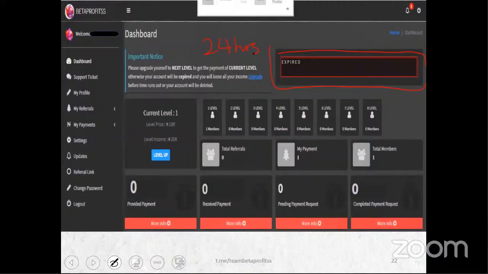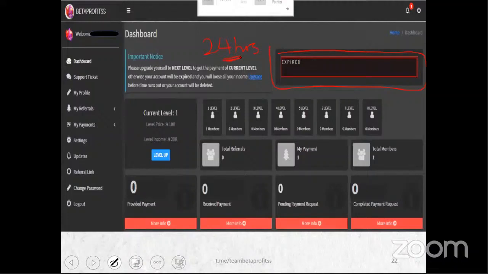They have grounded the line. Nobody is able to do anything because that person has not upgraded. That person has not done the needful. But I'm sorry, here in Betaprofitss, none of all that nonsense happens. You are given what? 24 hours. 24 hours to do the needful, to do your upgrade.